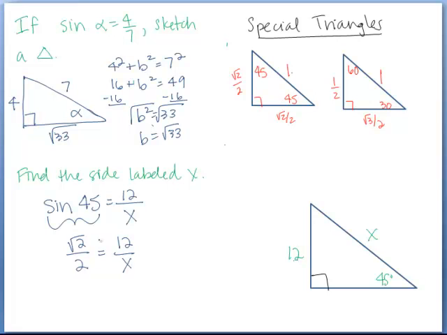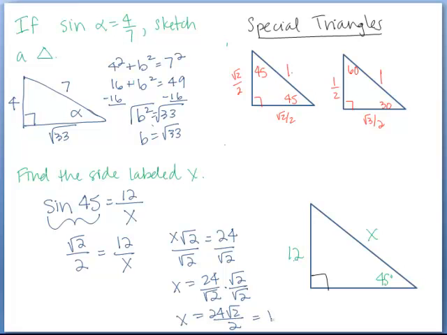And now do you see that we have an equation with one unknown? We can cross multiply here, and we get x root 2 equals 24. Divide both sides by root 2. We get x equals 24 over root 2. If we rationalize, we get x equals 24 root 2 over 2, which is 12 root 2. That would be that side length.